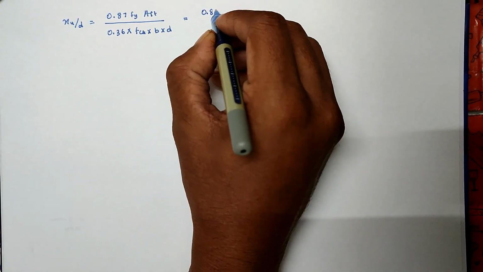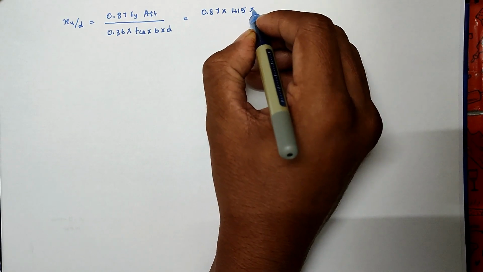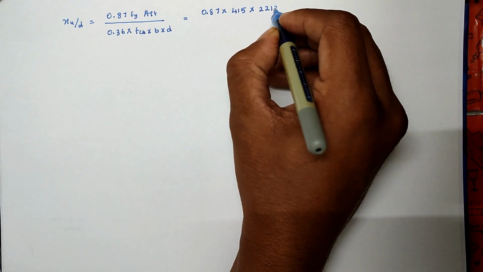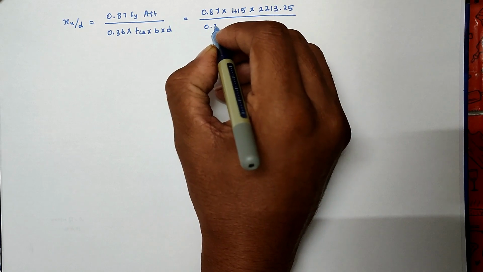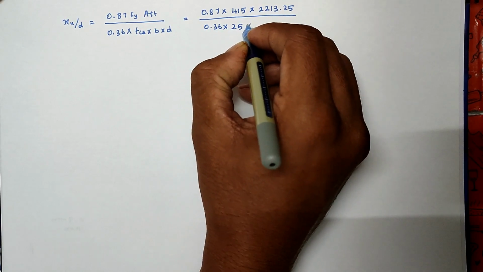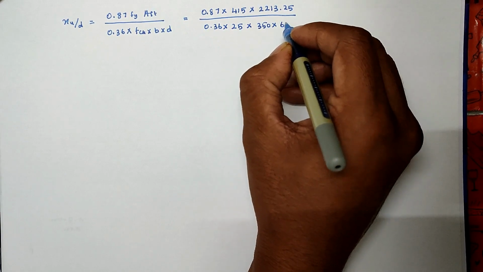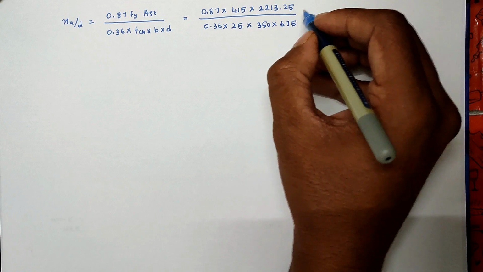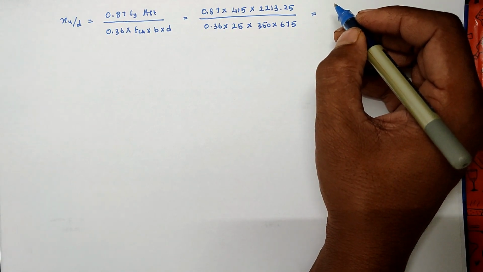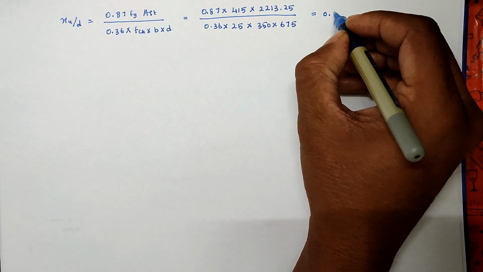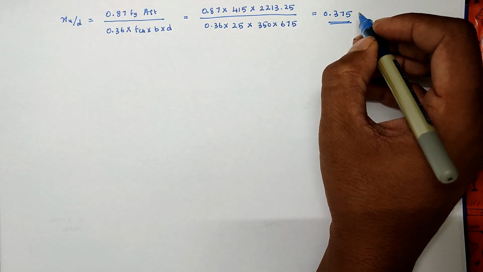So 0.87 into fy value is 415, into the Ast value is 2213.25, divided by 0.36 into fck is 25, into b value is 350, that's given, and d value we found out is 675 mm. Solving this, we got the value of xu by d equal to 0.375.